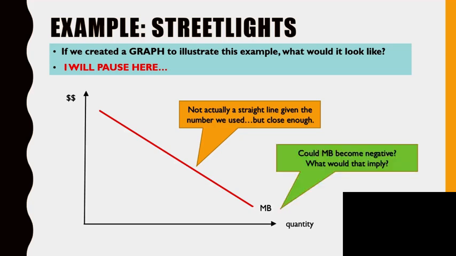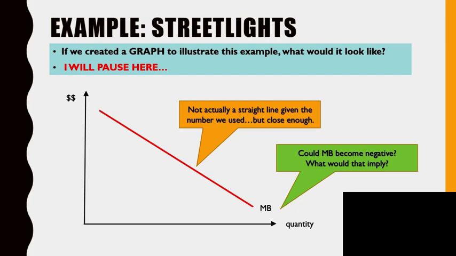So do we agree? Oh, sorry. I need to go back and answer this question first. My bad. Go back to the green note that just popped up. Could marginal benefit become negative? What would that imply? So is it possible that that marginal benefit curve really extends to where it gets negative? What would negative marginal benefit mean? Is it possible for an area to be too bright? The answer is probably yes.